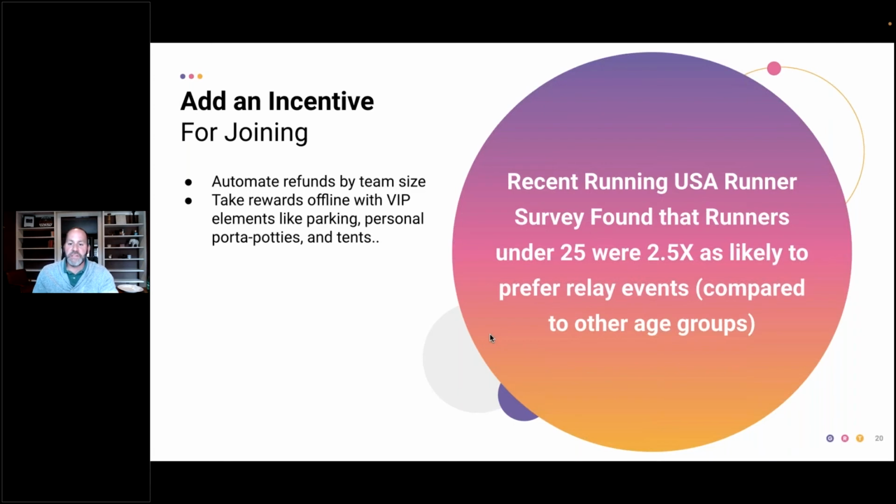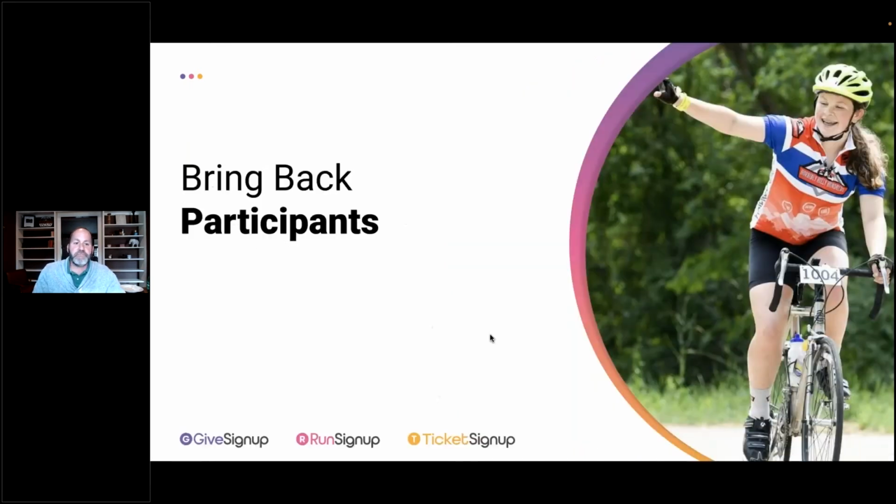And then I wanted to point out this recent Running USA runner survey. It found that runners under 25 are 2.5 times more likely to prefer relay events compared to other age groups. So that's something to think about. If we're focused on a younger demographic, does that mean that we need to add a relay to our event? Or do we need to market our relay event in a bigger way than we have in the past?